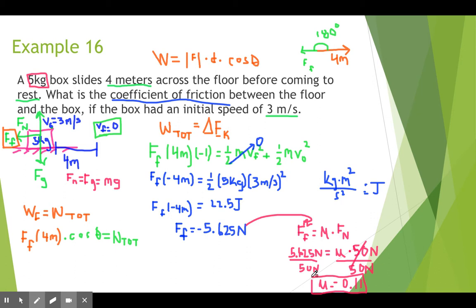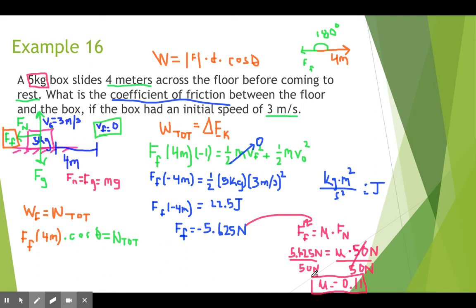Again, the reason why we need to use work here is because we do not have enough information to use kinematics or Newton's laws to solve this problem. So we have to use the fact that the total work is equal to the change in kinetic energy of the system. The only force doing work in this case is the force of friction. We can use work to find the force of friction, and then what we know about friction to find the coefficient.